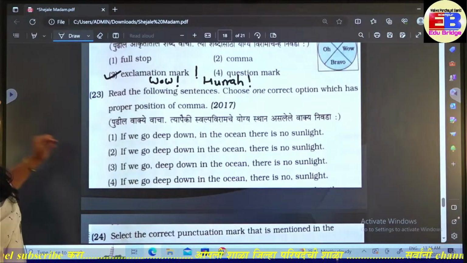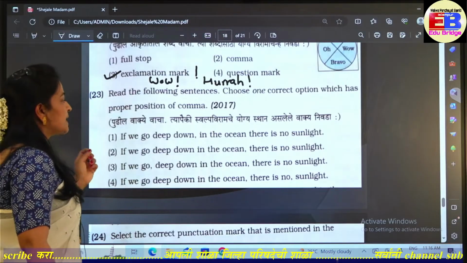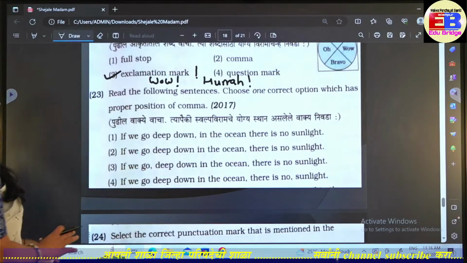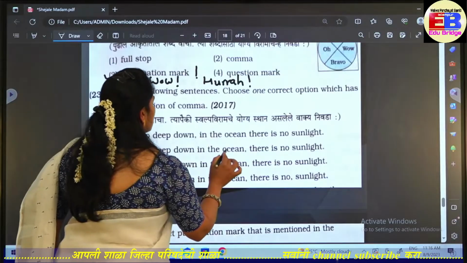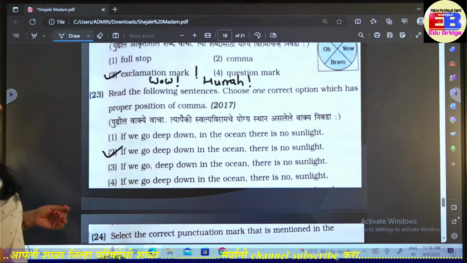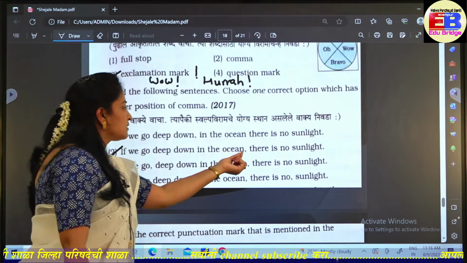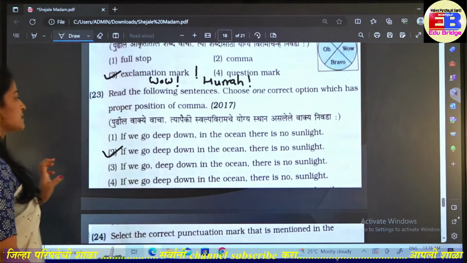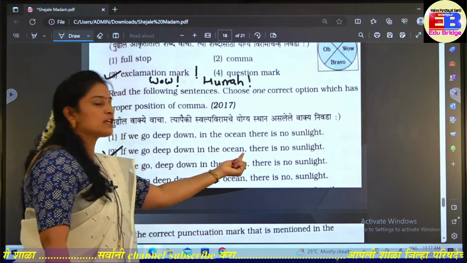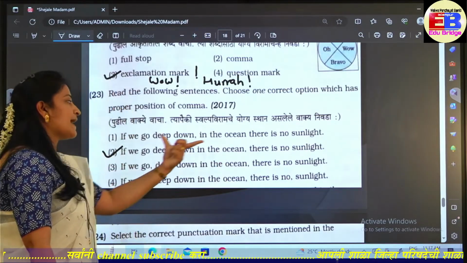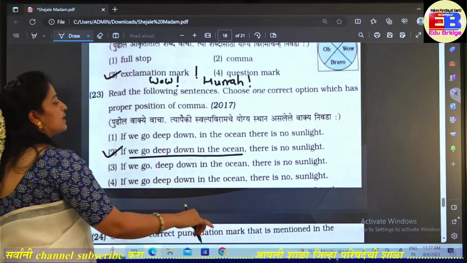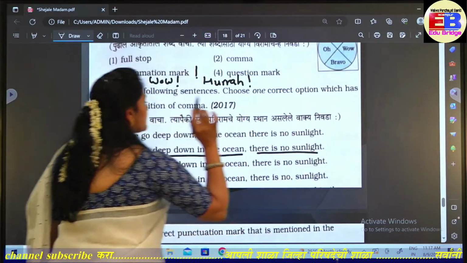So there are 4 options, the same sentences, only the places of the comma have been changed here. See this. So which one will be the correct answer? If we go deep down in the ocean, there is no sunlight. Option number 2 is the right answer. So after completing one clause, there is a short pause and then the next. As I said earlier, a comma is used between the main clause and the subordinate clause. So this is the main clause: If we go deep down in the ocean, there is no sunlight.